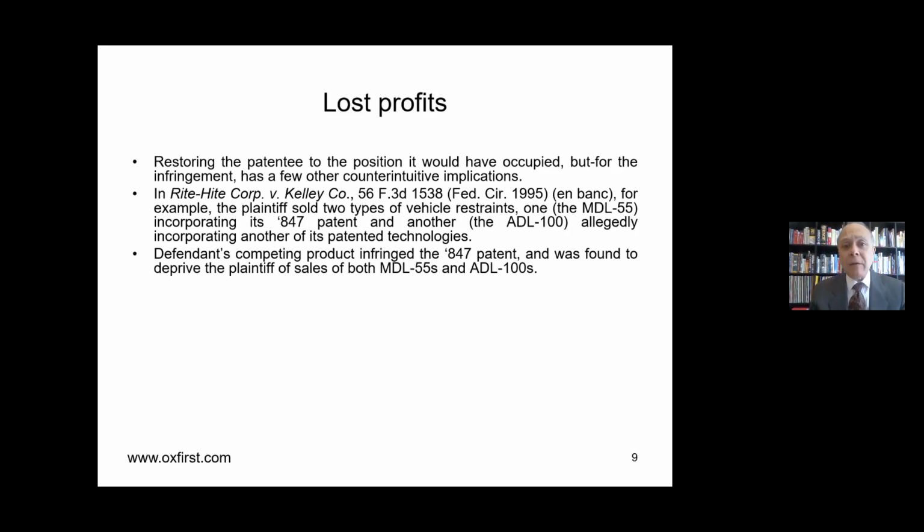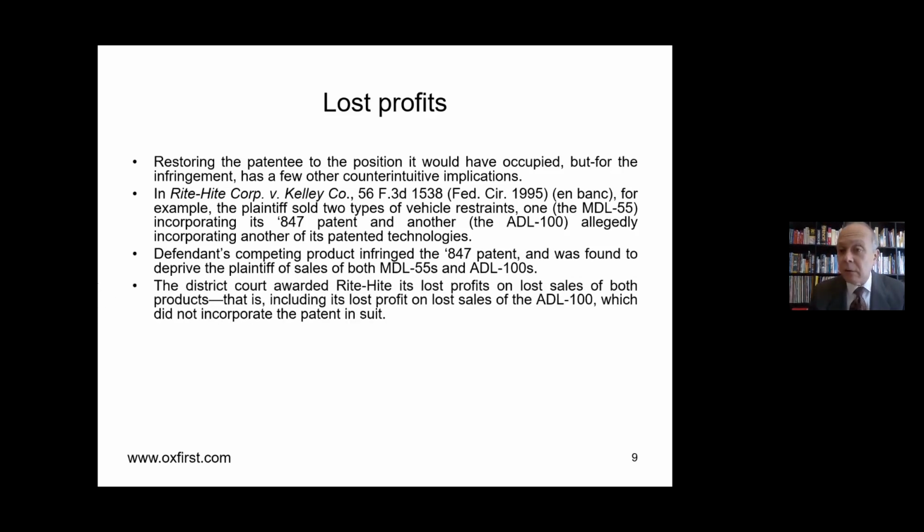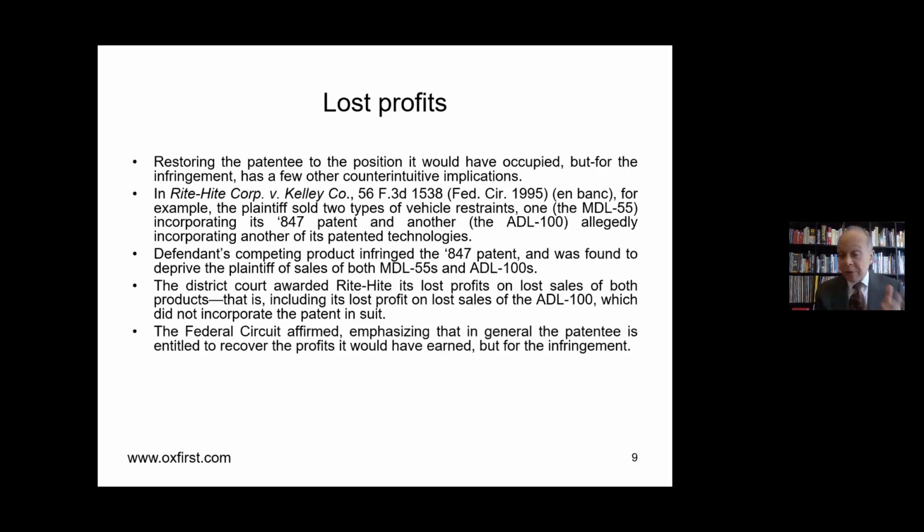And so the defendant Kelly Corporation produced a competing product that infringed the 847 patent and was found to deprive the plaintiff of sales of both the MDL 55 and the ADL 100. And so the district court in this case awarded Rite-Hite its lost profit on lost sales of both products, meaning the lost profits on lost sales of the ADL 100, which did not incorporate the patent in suit. The Federal Circuit in this case affirmed, and I think that was the correct decision, although it has been a matter of dispute for the last 25 years.